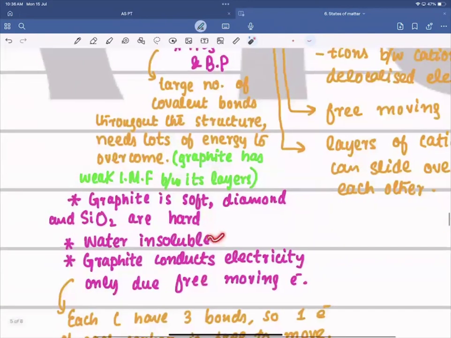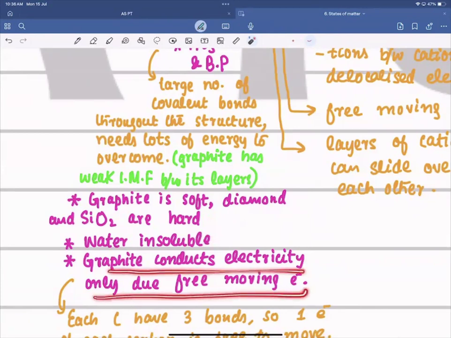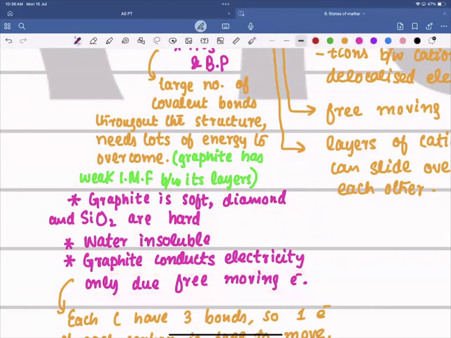All of them are water insoluble, whether it's graphite, diamond, or silicon dioxide. Graphite conducts electricity only due to free moving electrons.